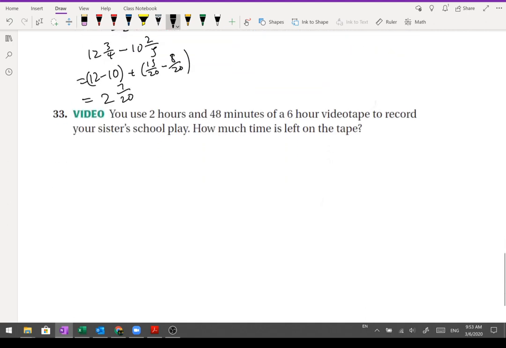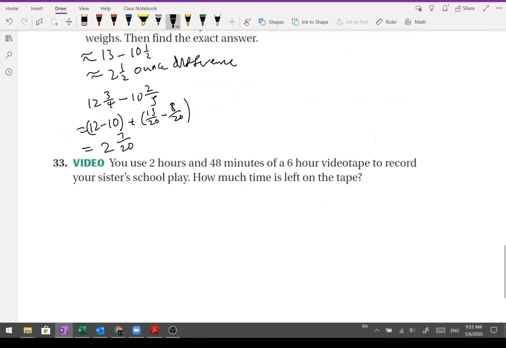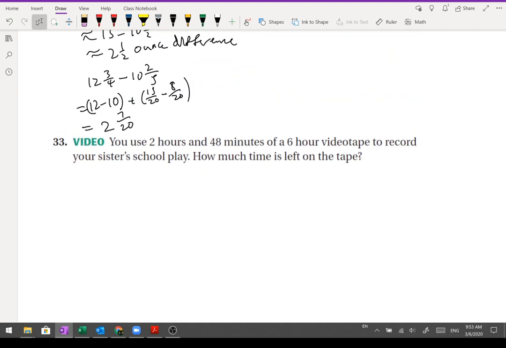So last question, question 33. You use 2 hours 48 minutes of a 6-hour videotape to record your sister's school play. Oh my goodness, we are still using videotape. This book is so outdated. Who still uses videotape these days?